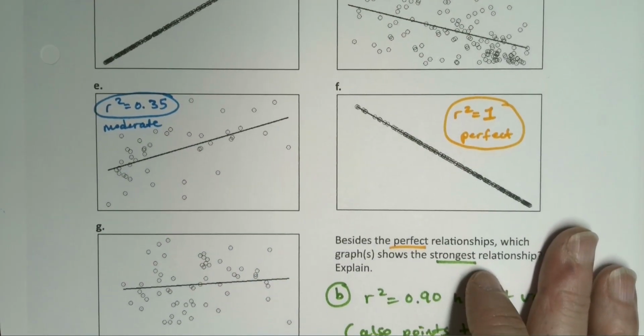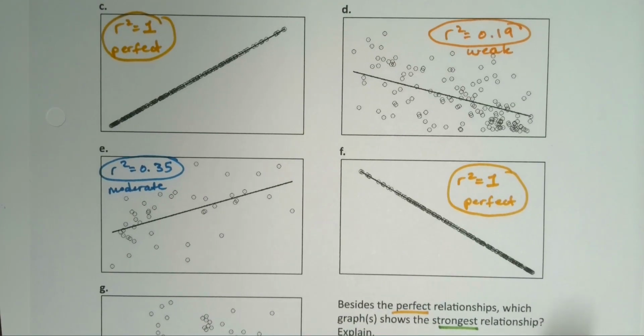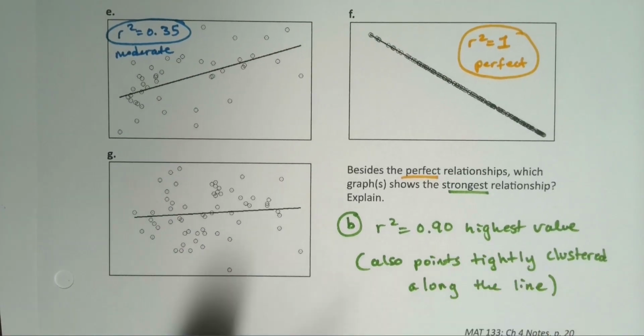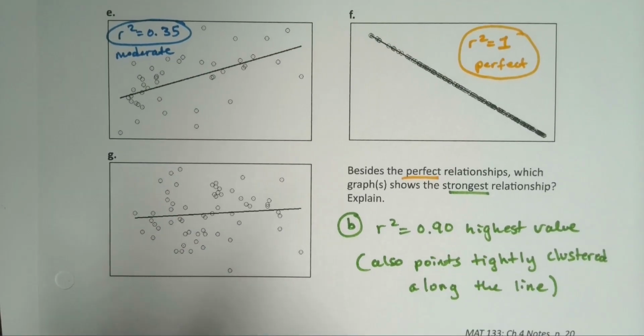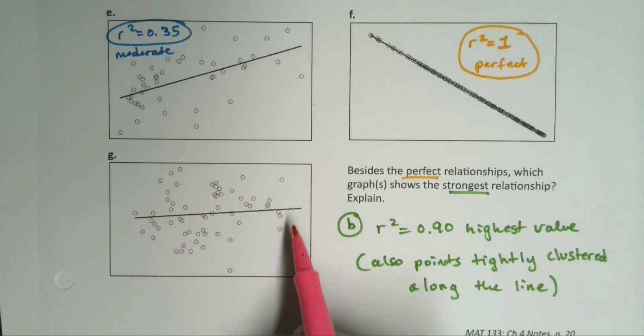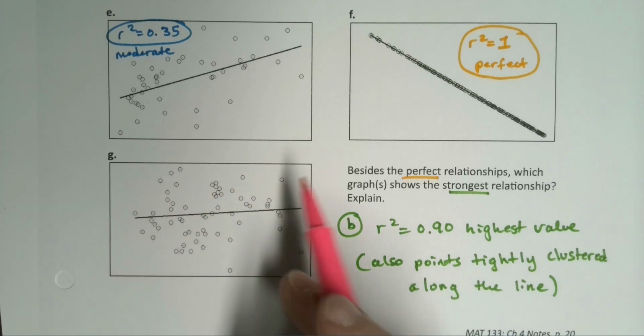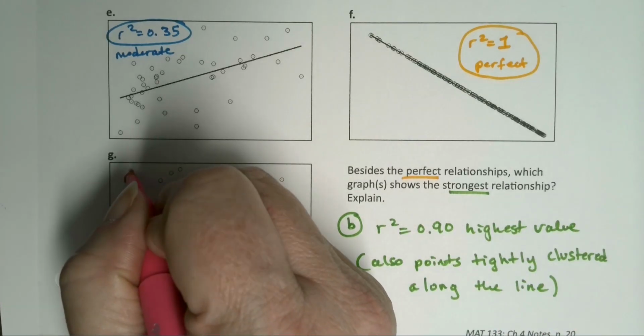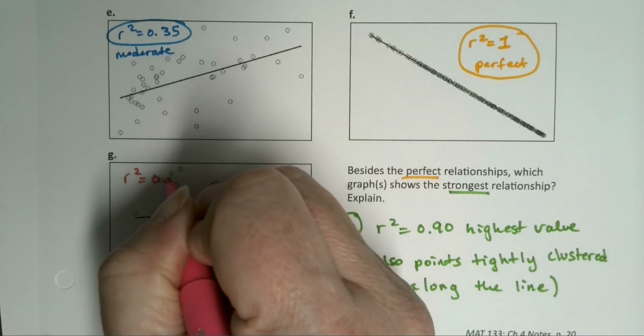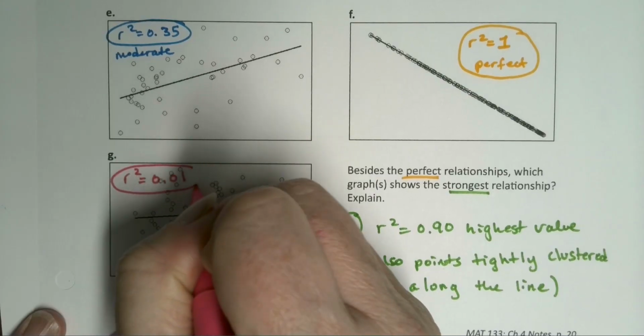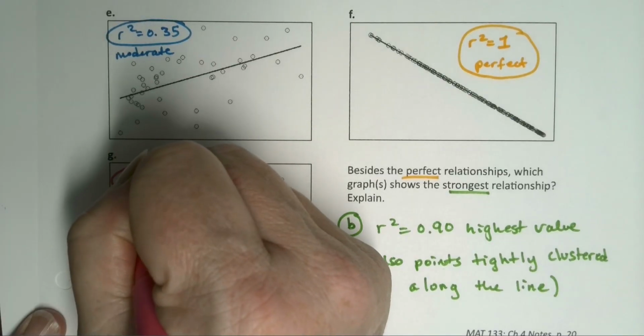And if you remember G, we've seen G before. Let me push that paper up. This is no relationship. If you got rid of that line, you would never even know there was a linear relationship going on here. This is kind of a blob. It doesn't have a trend to it like the other graphs do. So this is 0.01. This is no linear relation.